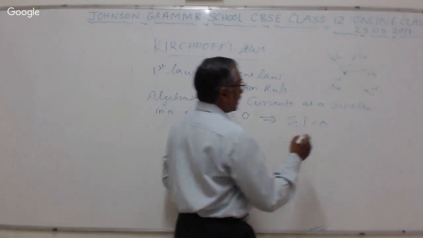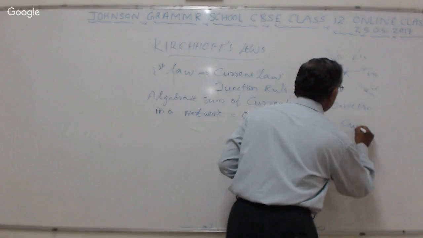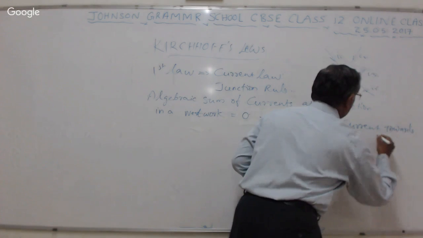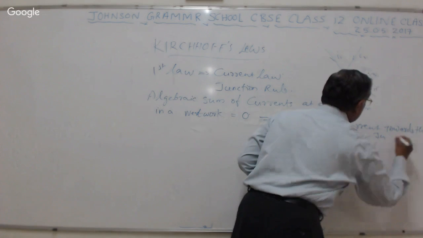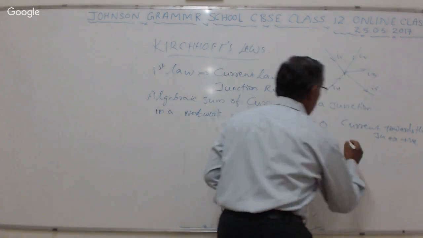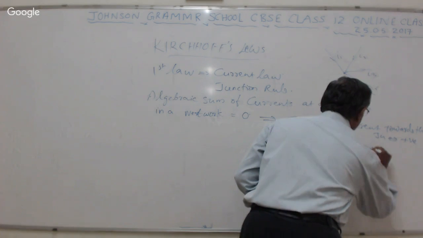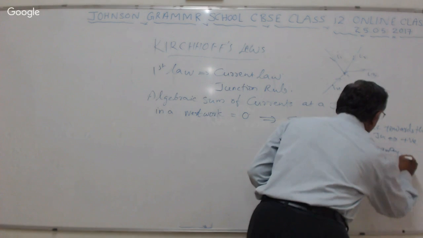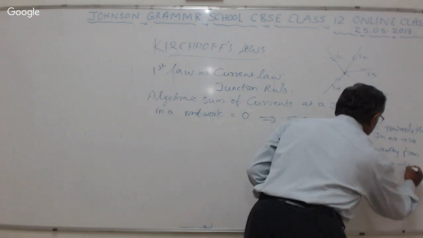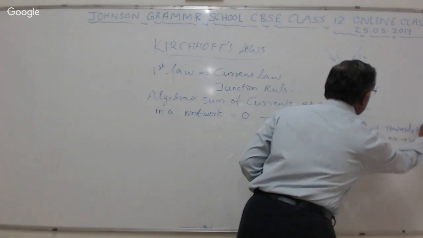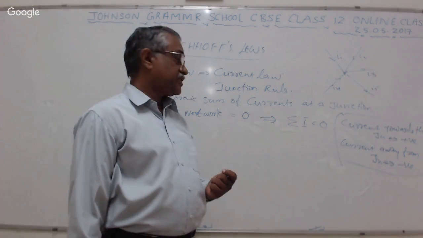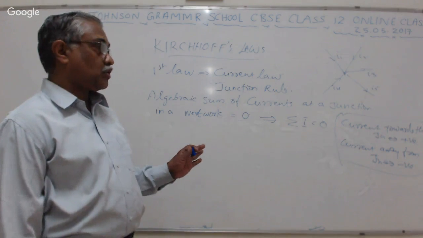So we can say that current coming towards the junction is taken as positive, and current away from the junction is taken as negative. So two sign conventions we take. Current coming towards the junction is positive, current going away from the junction is taken as negative. These are the two convenient sign conventions.